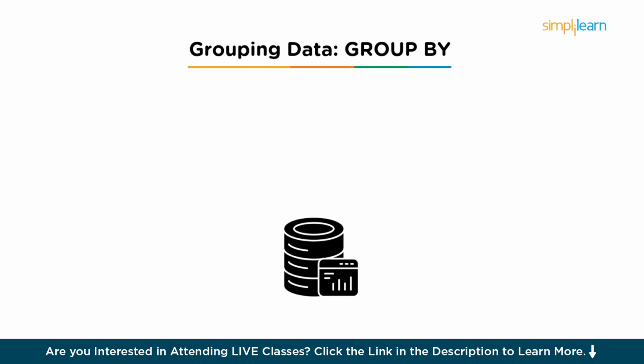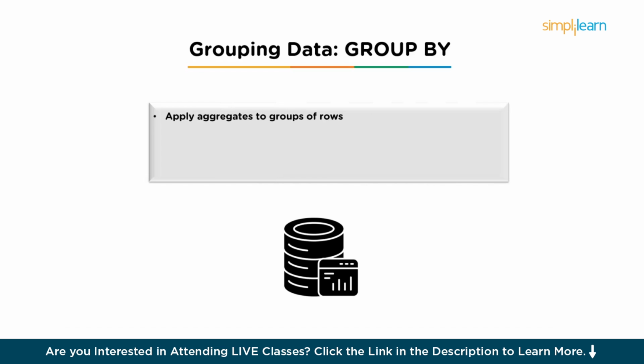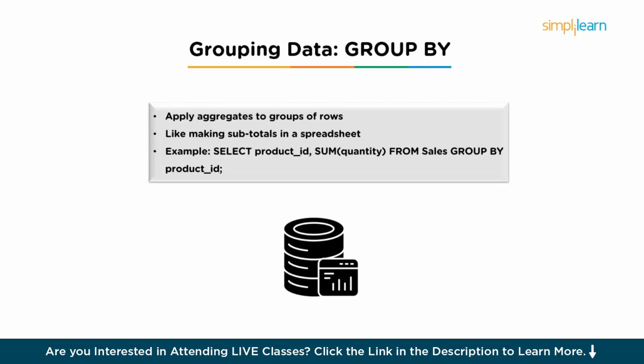While aggregate functions give you grand totals of the entire table, the group by clause takes aggregation to the next level, allowing you to apply these functions to groups of rows that share a common value. Think of it as creating subtotals in a spreadsheet where you might sum sales for each product category individually. Instead of getting your total sales of all products across your entire data set, you can group by product ID to get total quantities sold for each individual product.